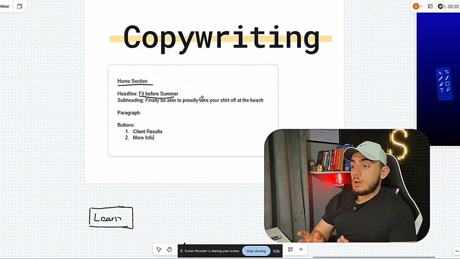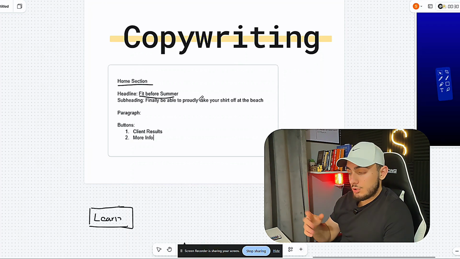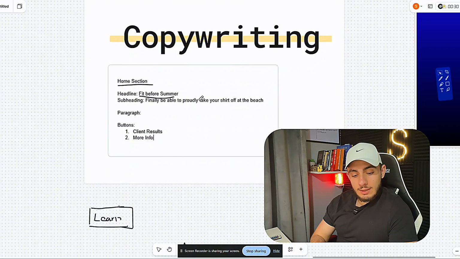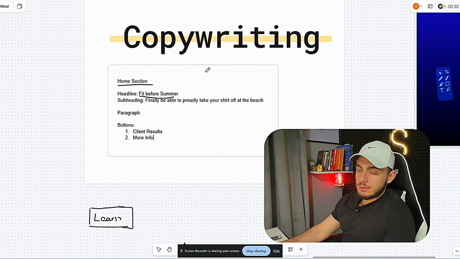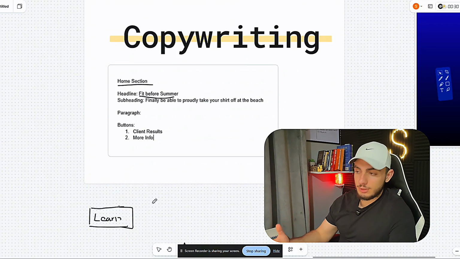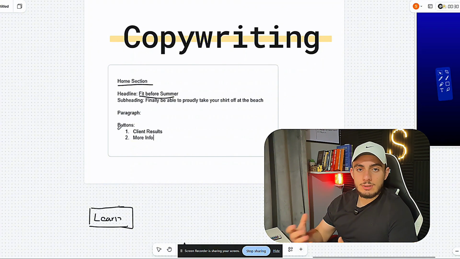Now, for the headings, you basically want to give an intro to what the section is about. The subheading should have a clearer explanation for what you're basically selling, or the dream state that you're selling. Never directly sell them the product, sell them a dream. And then you have your paragraph. So the paragraph is usually just more general info about the product or service with some emotional turmoil.